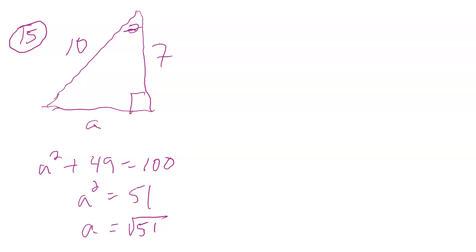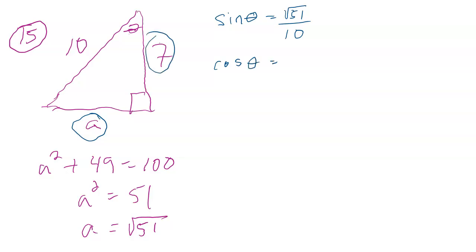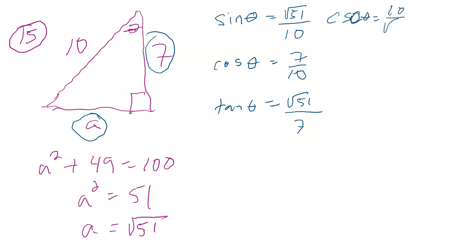I'm going to double check my answer key. Looks good. All right, so then I have to find sine. Sine theta is the opposite over the hypotenuse, so square root of 51 over 10. Cosine theta is adjacent over hypotenuse, so 7/10. Tangent theta is opposite over adjacent, so square root of 51 over 7. Cosecant theta is 10 over the square root of 51. If we rationalize that, which we should, this is 10 square root of 51 over 51. No big deal.